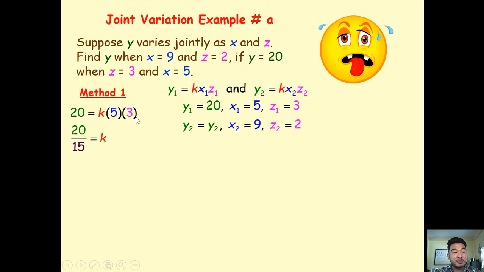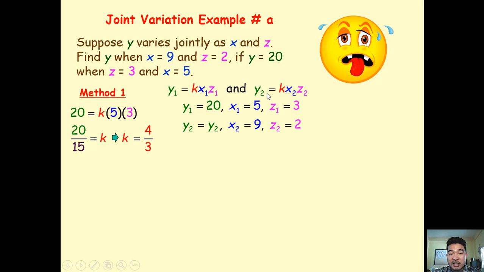5 times 3 is 15. Para mawala si 15, i-divide mo yung whole equation by 15. So, magiging 20 divided by 15 equals k. And how do we simplify that? That is equal to 4 over 3. So, the constant of variation is equal to 4 over 3. Using this constant of variation, pwede na nating ma-solve si y sub 2.